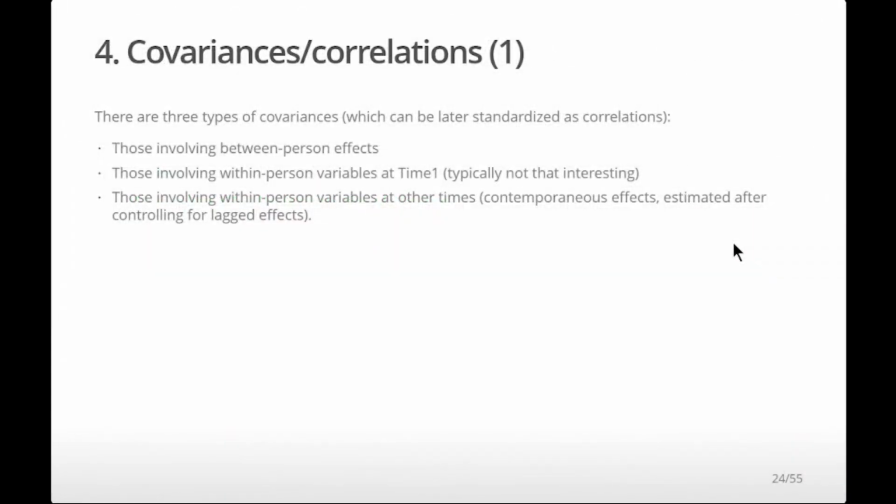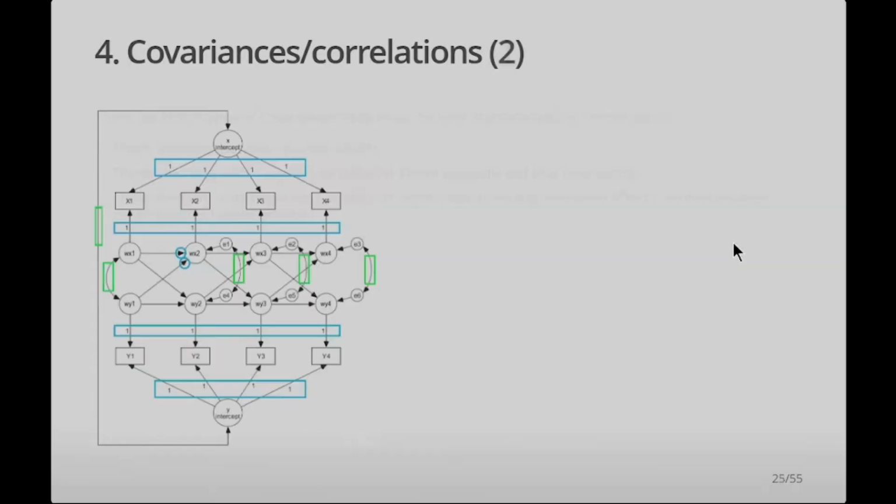Now we need three types of covariances. The first type is covariances involving the random intercept. So these are between-subject correlations, essentially. They reflect, for example, the fact that people who typically type faster also make fewer mistakes.